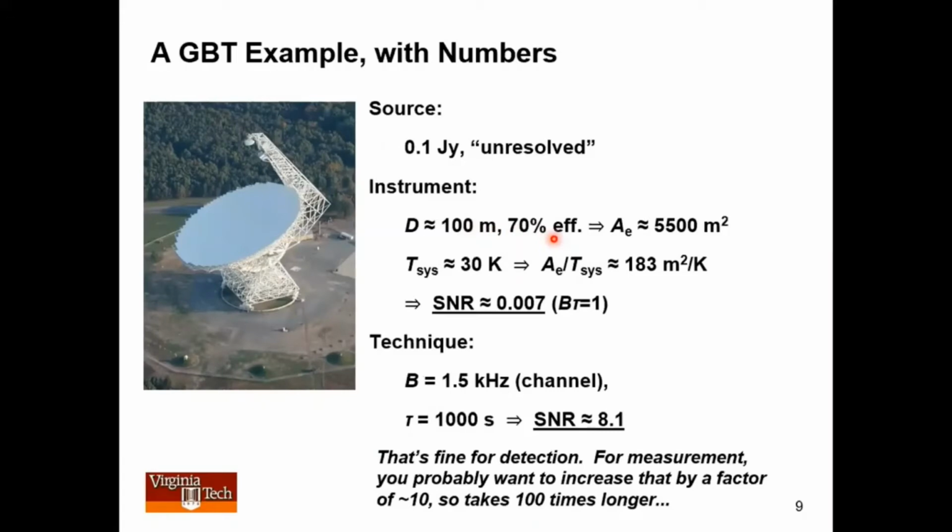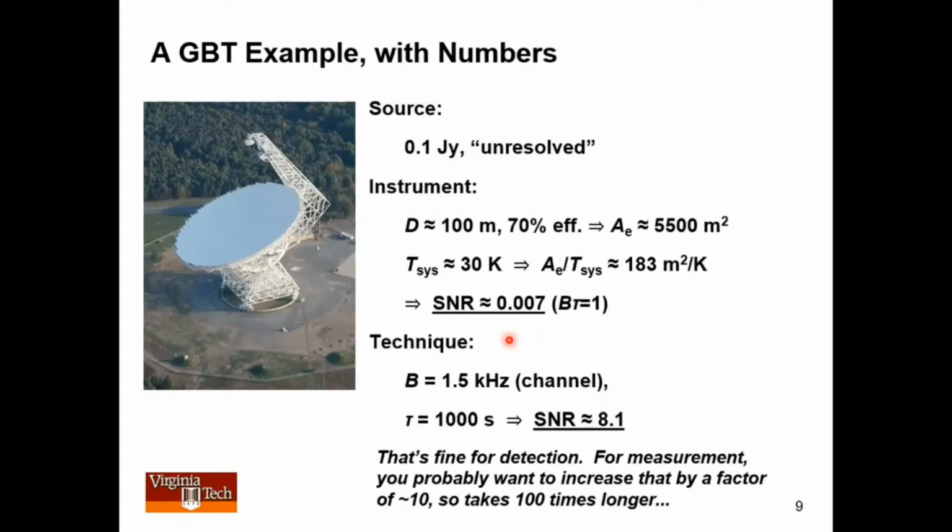About 70% efficiency. Again, a lot of that is just under-illumination for good reason. So you get an effective aperture of 5,500 meters squared. T-sys about 30 Kelvin would be a typical number. So you get for A_e over T-sys, 183 meters squared per Kelvin. So for the radiometer equation for this particular source, you get a miserable signal to noise ratio, 0.007, which you cannot do anything with. So the technique comes in.